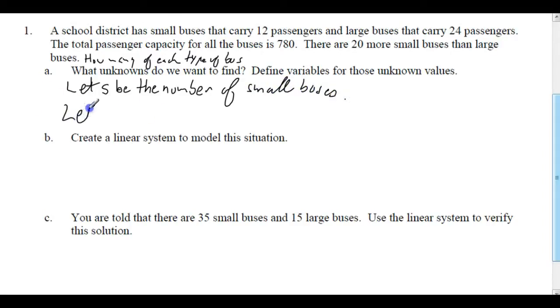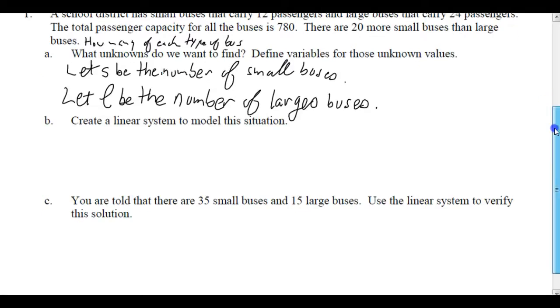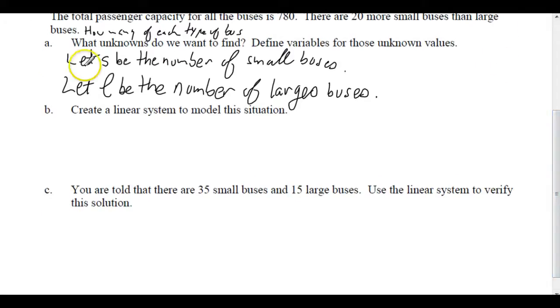Let L be the number, and you should use letters which are evocative of what it is you're trying to find. In a sense, it doesn't matter. You could let X be the number of small buses and Y be the number of large buses, but if you can, use a little mnemonic, in the sense of S for small and L for large.